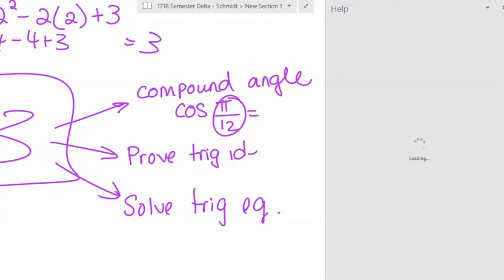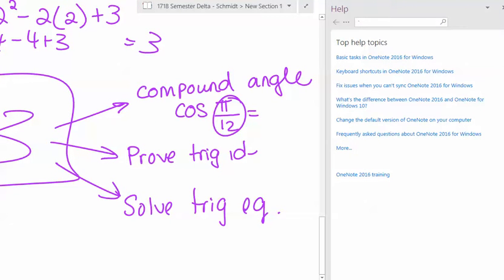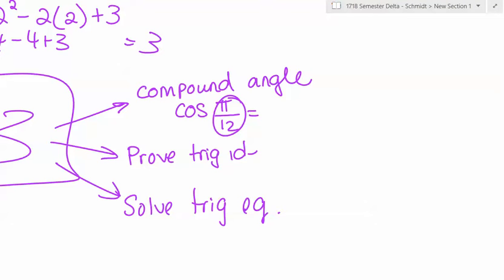I pushed help. I don't need help with OneNote. I need help with Snagit. Okay, I feel like it's like F10 or something. Shift F10.